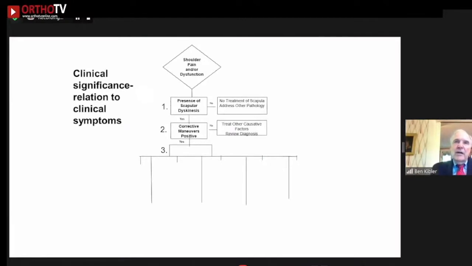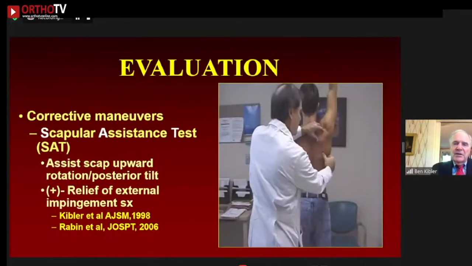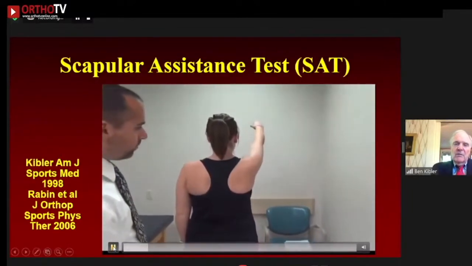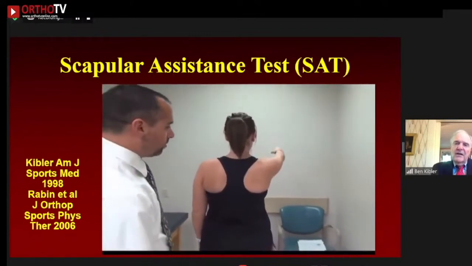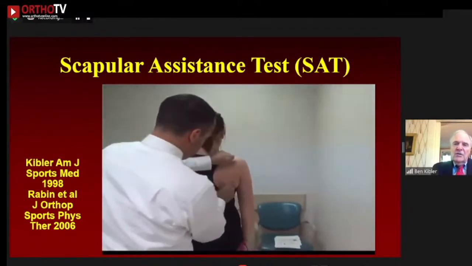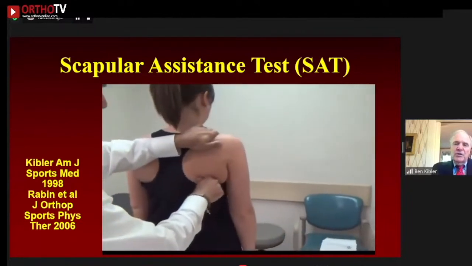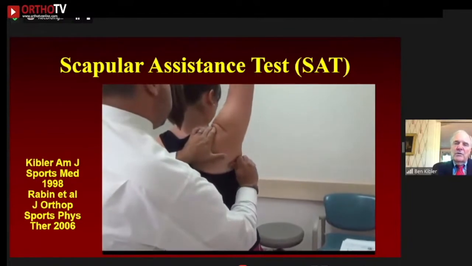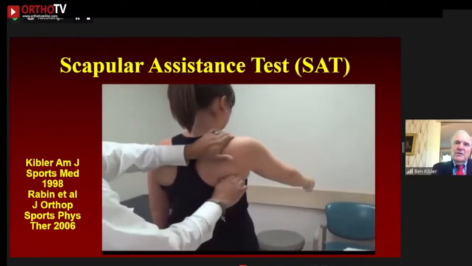Then you do these corrective maneuvers that I've shown you. One is called the scapular assistance test, where you assist the scapula in rotation. And the positive there is relief of your impingement symptoms, improved range of motion. And once again, to do this, we have them raise their arm, check the amount of motion they have and the symptoms. Then you just stabilize and assist. You don't push it, you just assist as they come around. And what you do is you actually increase the posterior tilt and upward rotation.